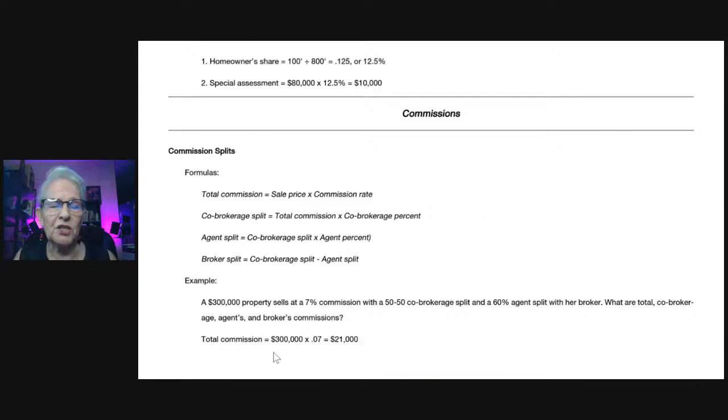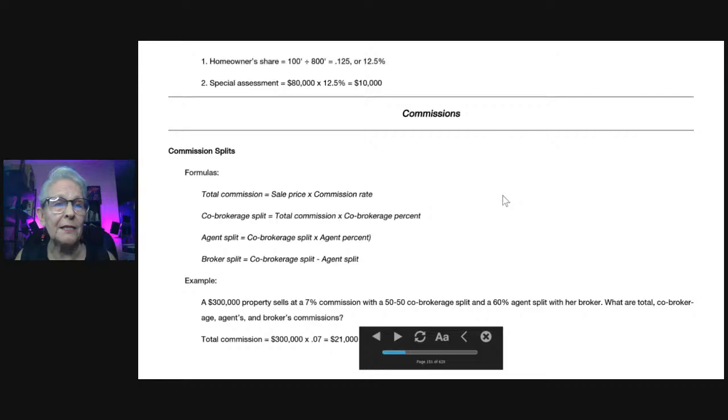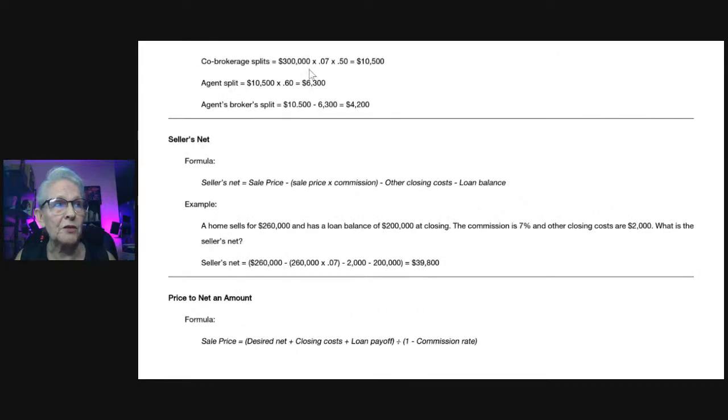The total commission, $300,000 times 7%, so it's $21,000. That is split between the two brokerages. Okay, divided by two brokerages, 50% each is $10,500. From that $10,500, now the realtor is going to get a split of 60%. That is $6,300. Pretty good for a $300,000 deal, wouldn't you say?